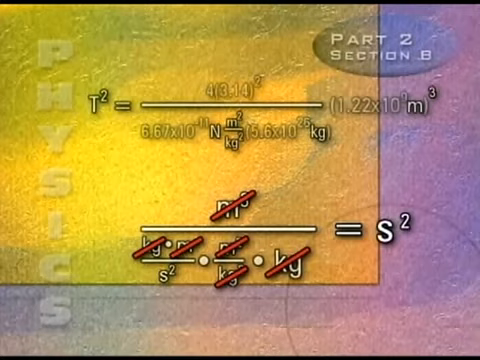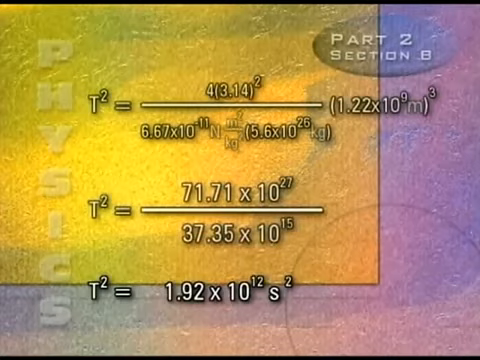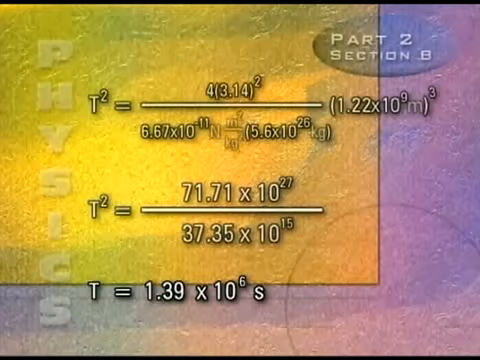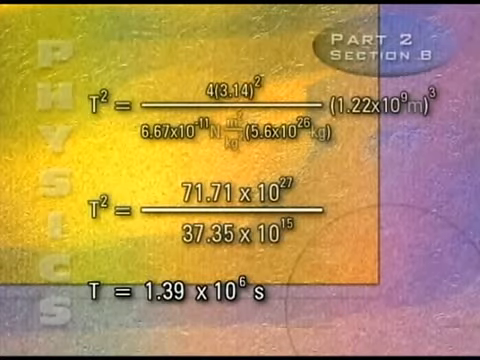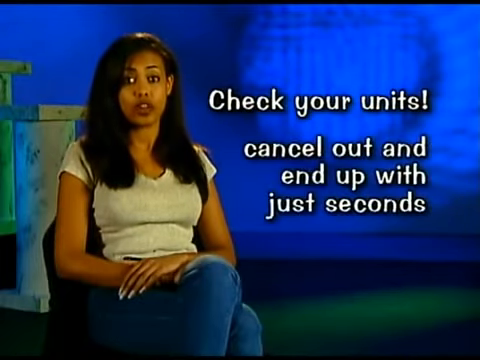Now, we're not quite done because this is T squared, and we're looking for T. So taking the square root, we get 1.39 times 10 to the 6th seconds. So Titan's period is 1.39 times 10 to the 6th seconds. Now, if you're not sure if you set up the equation properly, one way to check is if you look at the units. If the units cancel out and you end up with just seconds, you did it right.